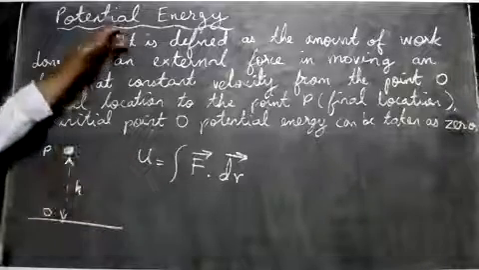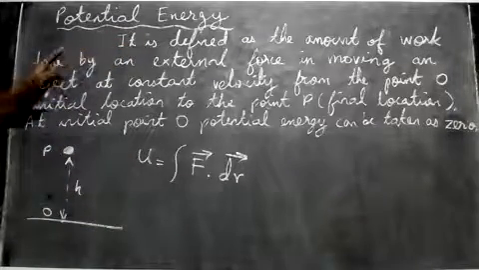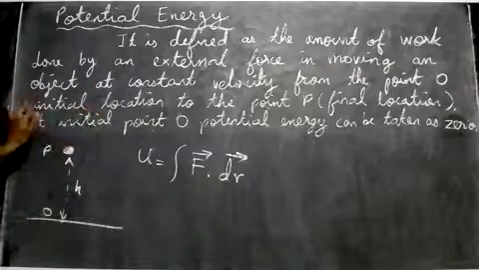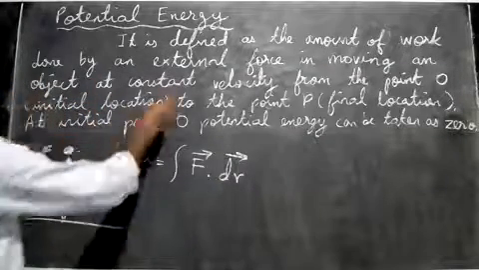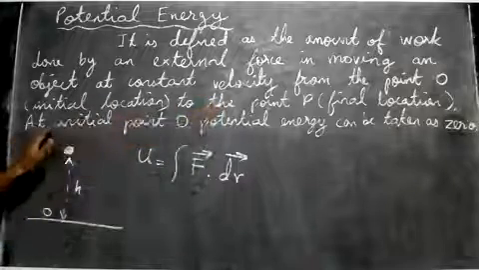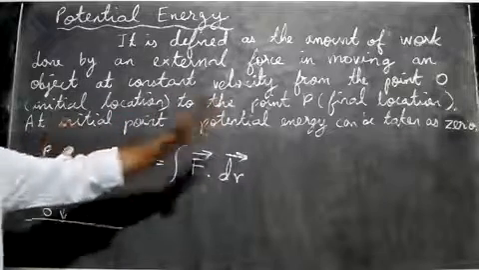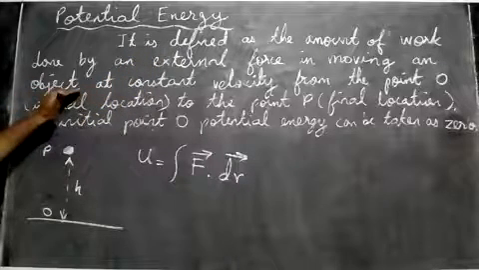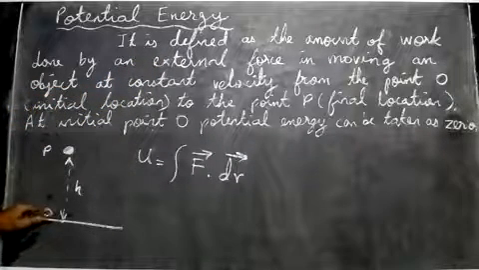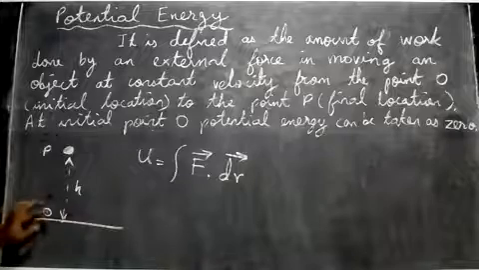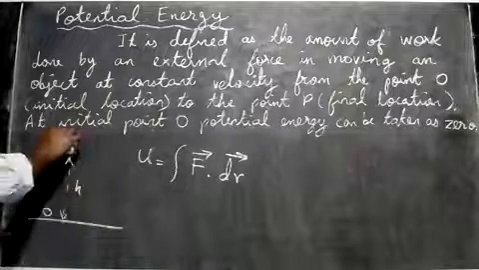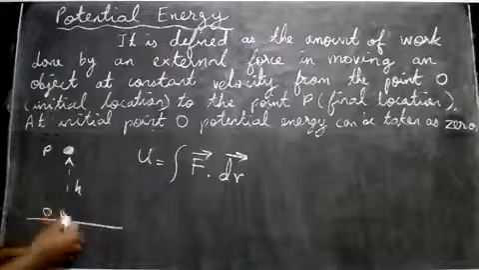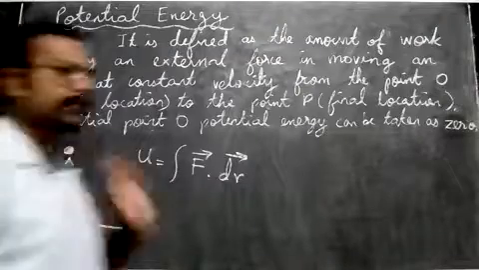Now let's go to the definition. It is defined as the amount of work done by an external force in moving an object at a constant velocity from point O, the initial location, to point P, the final location. At the initial point O, potential energy can be taken as 0. Point O is the initial position, down on the ground, and point P is the higher position, upwards. So this is the formula for potential energy.